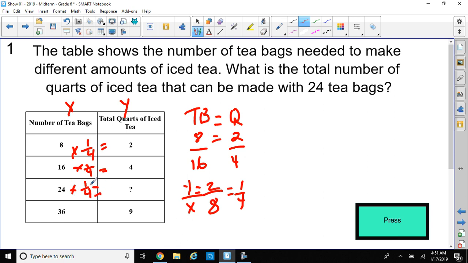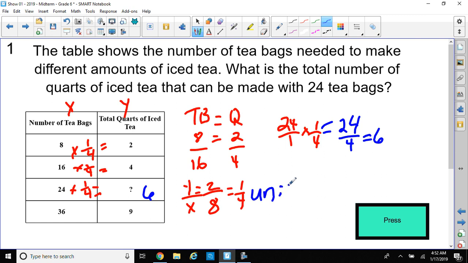So 24 multiplied by 1/4, and I'll do that over here just to show you what it looks like. 24 over 1 times 1/4. That's to review how to multiply fractions. Let's get a different color. 24 times 1 is 24. 1 times 4 is 4. So our answer is going to be 24 divided by 4, which is going to give us 6. And again, our pattern is multiplying by 1/4 because that is our unit rate. That's our special fraction.